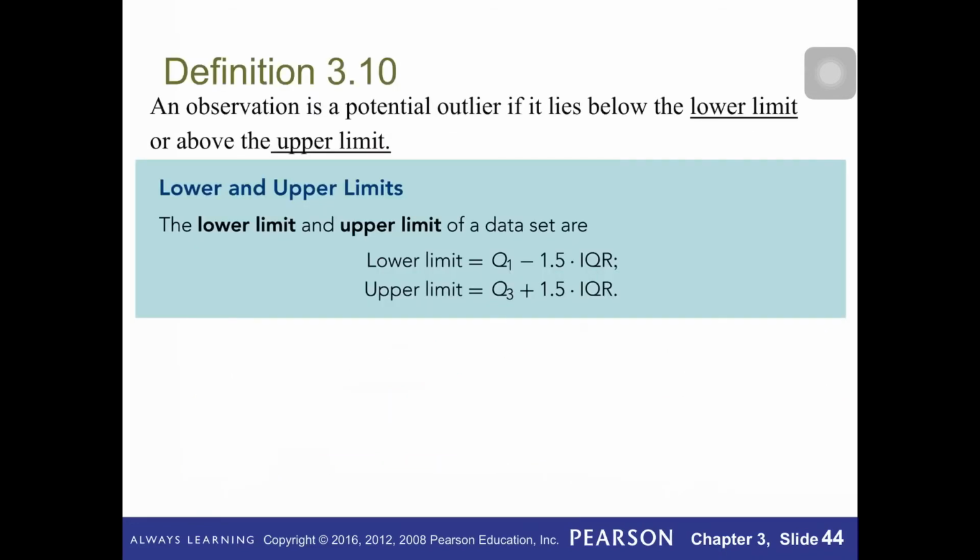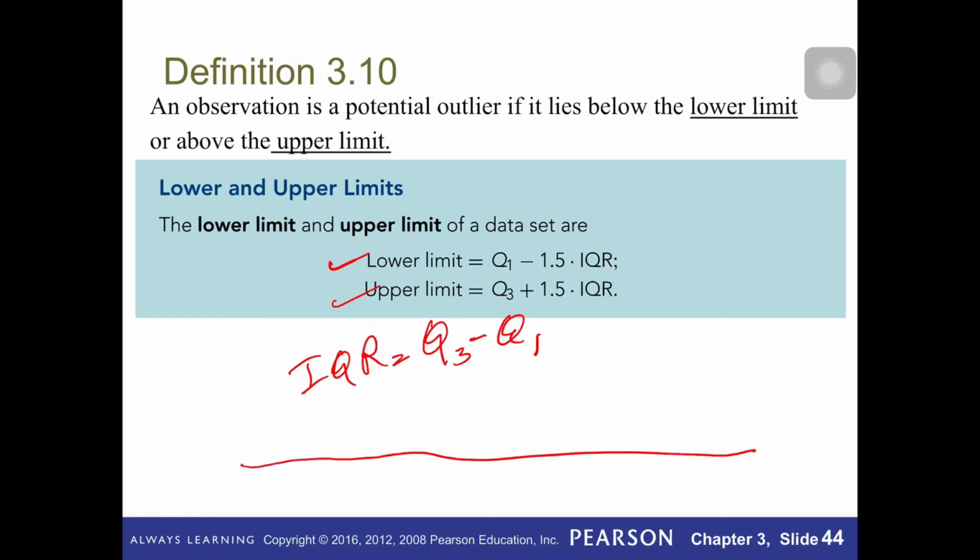We define lower and upper limits by using the quartiles. The lower limit we define as Q1 minus 1.5 times IQR. What is IQR? IQR is the interquartile range, Q3 minus Q1. So, using this, the lower limit is Q1 minus 1.5 IQR and the upper limit is Q3 plus 1.5 IQR.